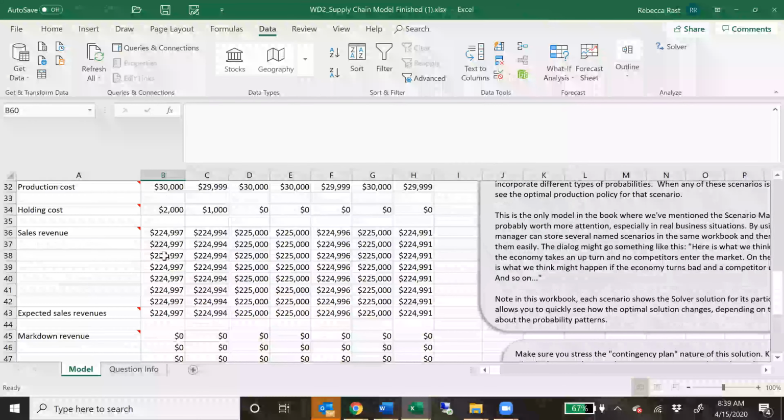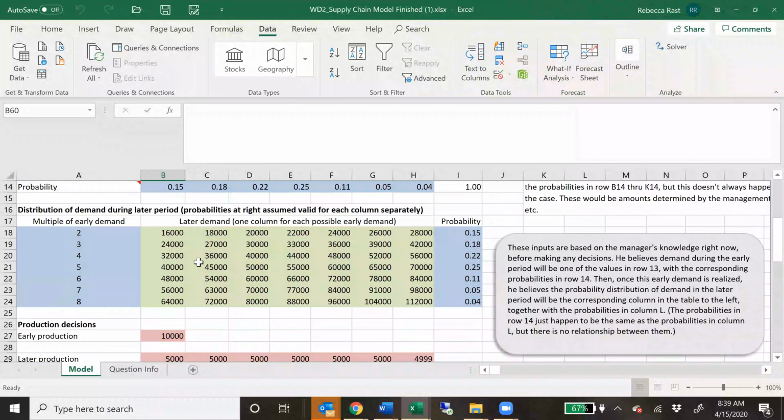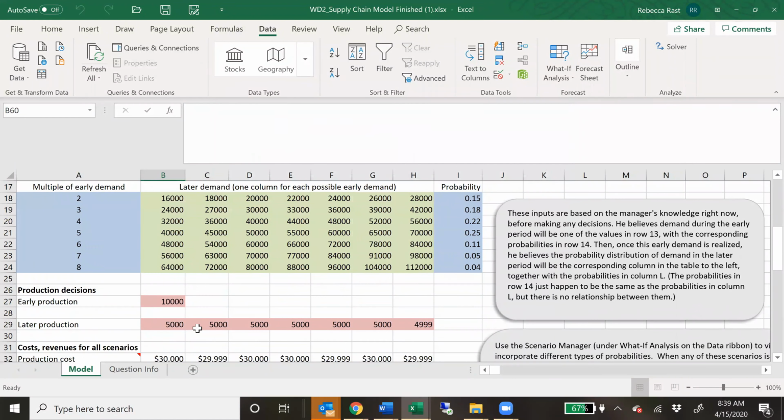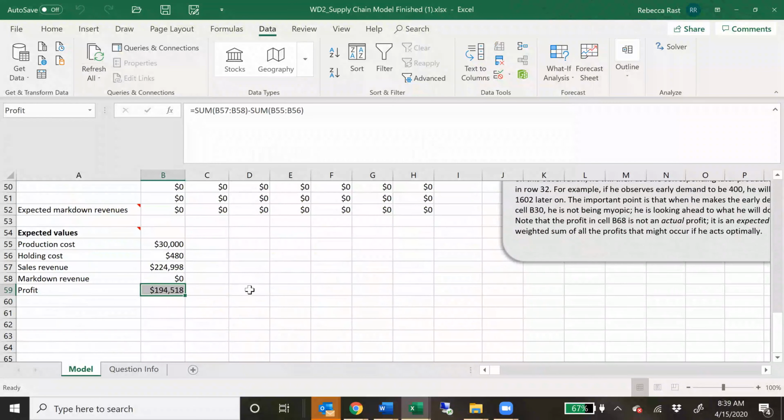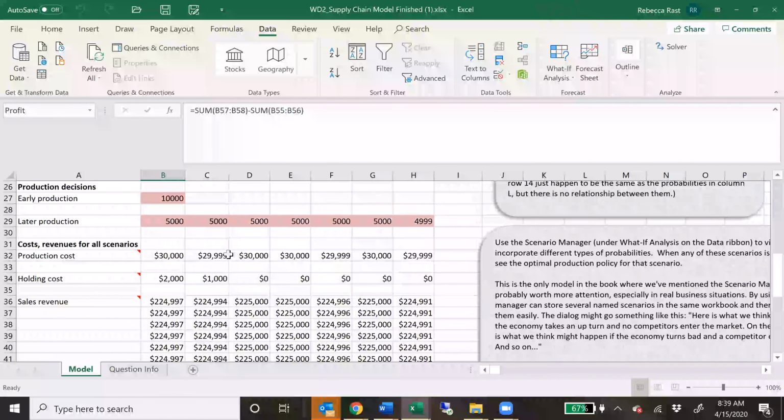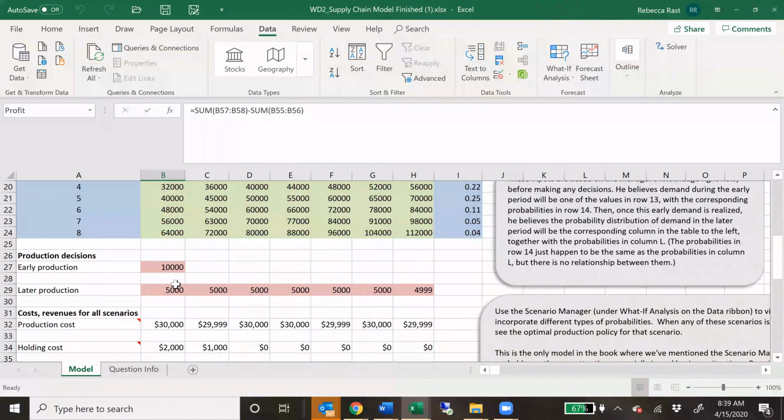But if you do have any issues, the point of it is that it's supposed to tell you, here's what you should do for early production, and then here's what you should do at these varying amounts for later production. And then you would maximize to get the total profit of 194,518. This model I do find is a lot trickier with Apple. It has a lot of issues in crunching. I find this one to be very frustrating for running for the test, so I'm glad we're not having to have a test on this one, to be honest.